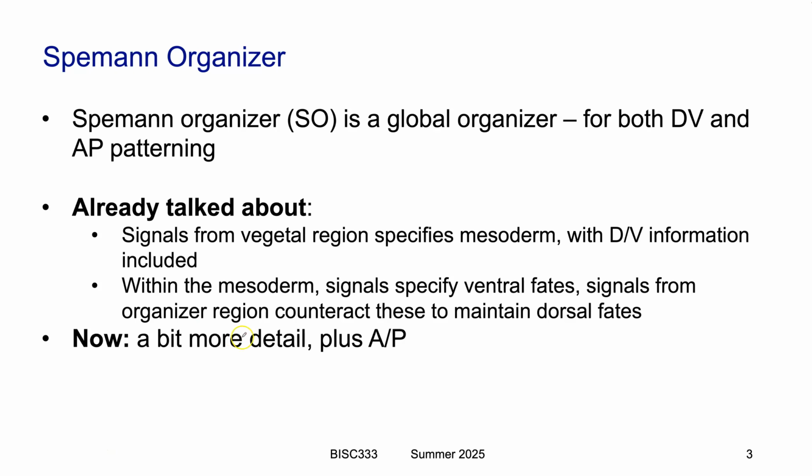And so we've already talked about this information, so that the vegetal region is basically sending signals to specify mesoderm and to repress ectoderm in the cells immediately above. And the ectoderm, of course, has a few signals too that are repressing mesoderm and promoting ectoderm. And we looked at that in the last lecture, I think.